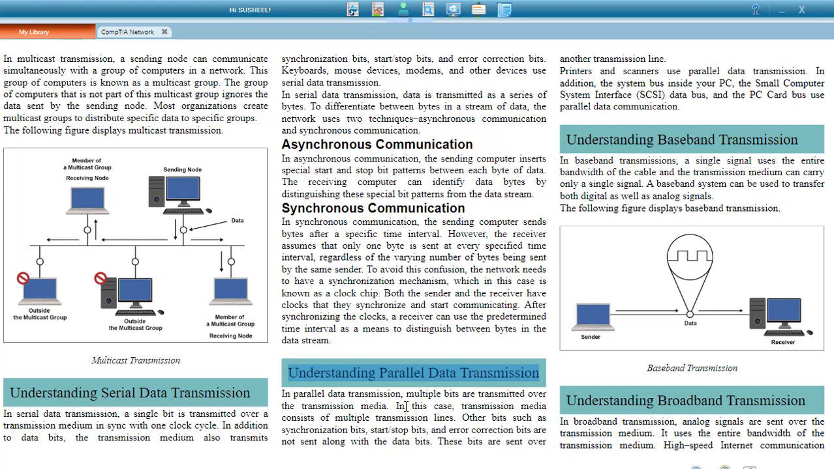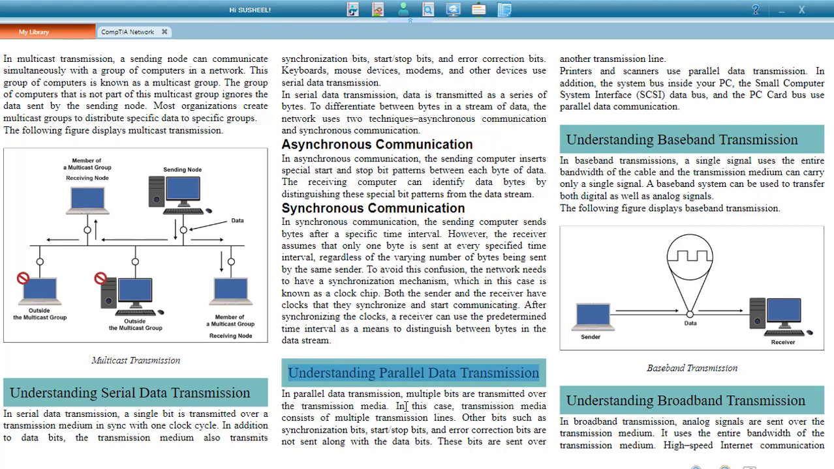Understanding baseband transmission. In baseband transmissions, a single signal uses the entire bandwidth of the cable and the transmission medium can carry only a single signal. A baseband system can be used to transfer both digital as well as analog signals. The following figure displays baseband transmission. Baseband transmission.